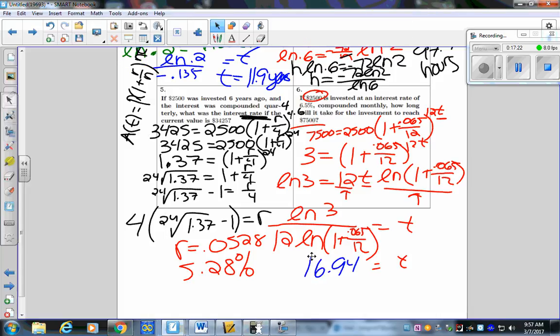All right, so a lot of these applications, guys, is just plugging in and solving an exponential equation, okay? Once again, you don't need to memorize the formulas, but you do need to know what to plug in where and how to solve for when you have a variable as your exponent. All right, and we are done.